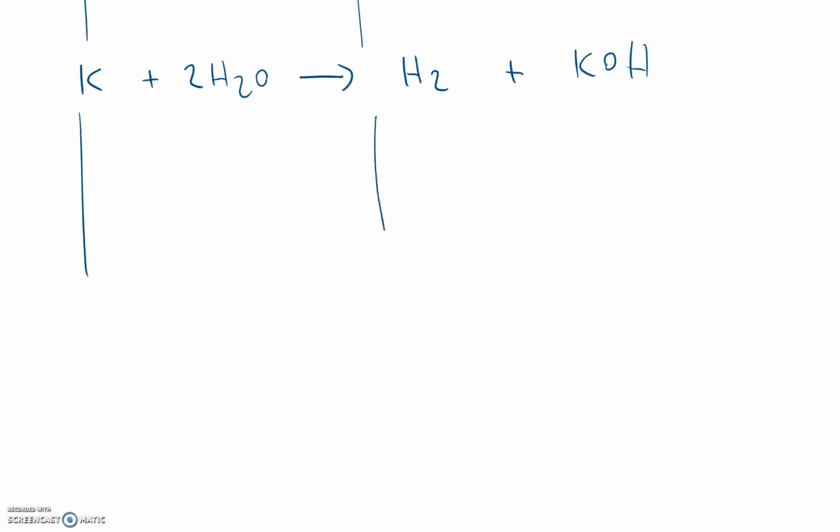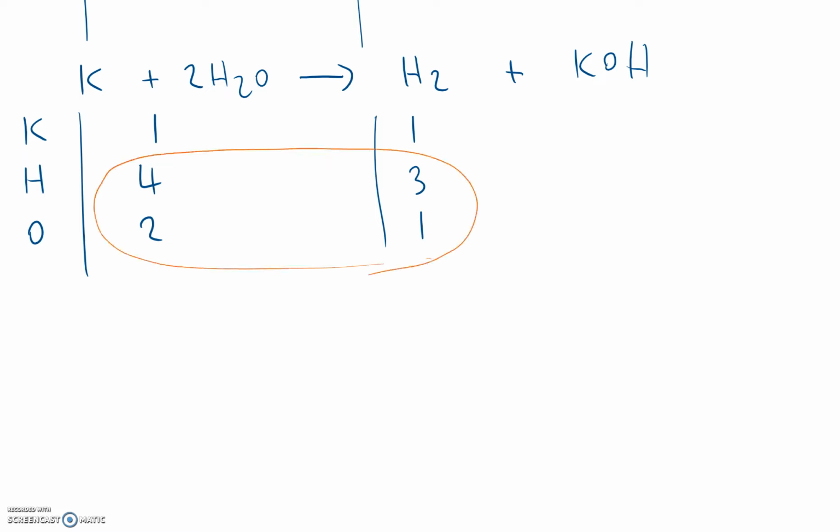I make my two columns, list all of the elements on the far left, and then I write down what I have. So now I have 1 potassium, 4 hydrogen and 2 oxygen, and on the right side I have 3 hydrogen, 1 potassium and 1 oxygen. So I can see this is still not balanced because my hydrogens and oxygens do not have the same numbers on the left and the right side.